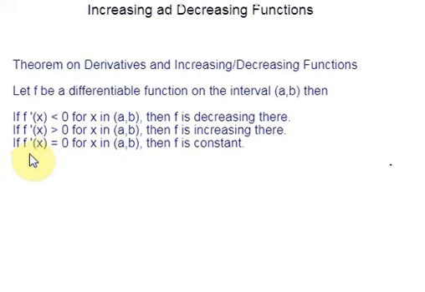So what will happen if the first derivative is equal to 0 in the interval (a, b)? Then the function f would be considered constant. Hope you are clear with these three theorems. Now let us discuss a few examples and check how to find the increasing and decreasing intervals of functions.